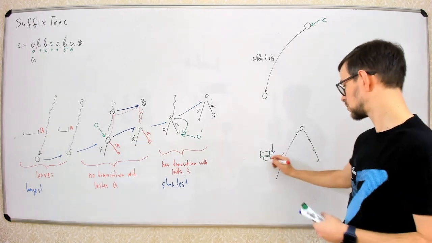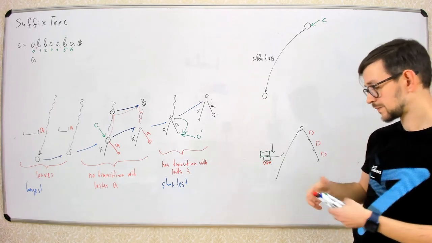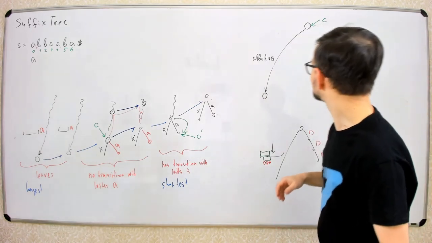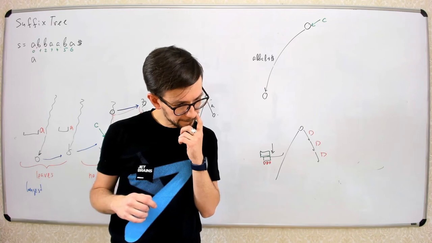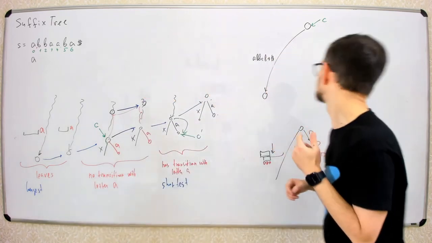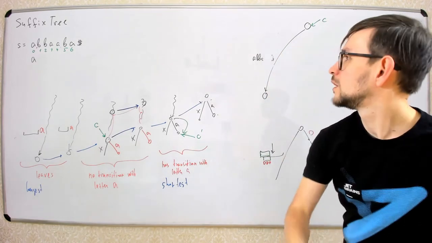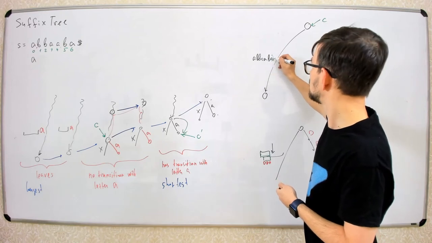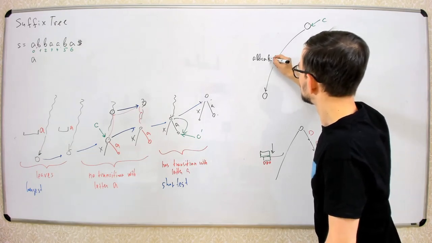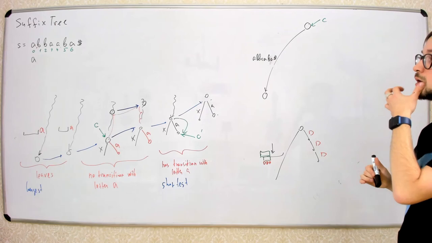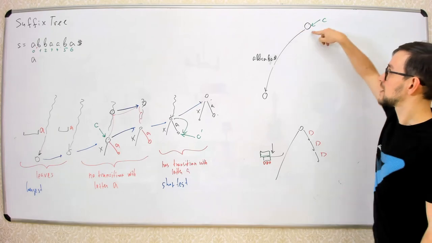Let me check this. So we have all these parts. So you follow these parts to your current position. A B B A. Okay, my bad. A B B A A B A dollar. Okay, so move to the next suffix. It was the final suffix. So we had the final suffix.